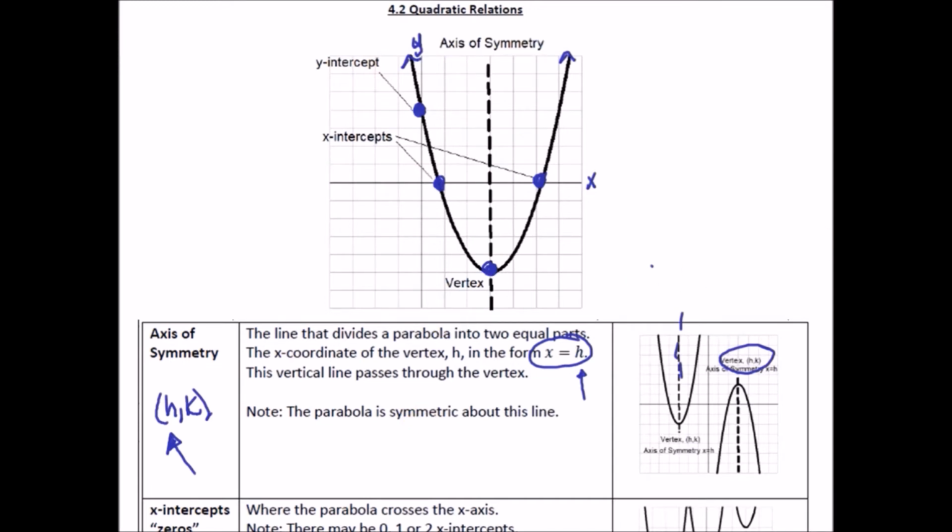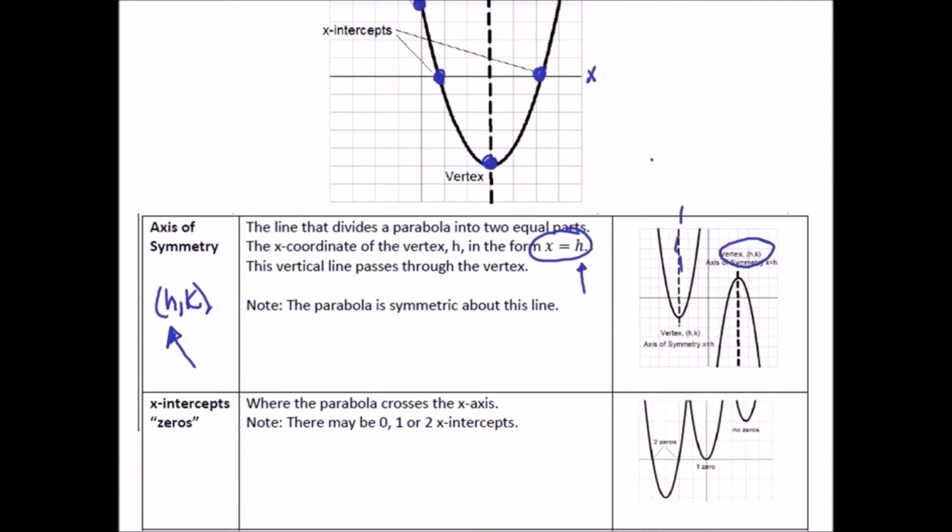I'm going to scroll down. Now, x-intercepts are zeros. So this is where the parabola crosses the x-axis. So there could be two x-intercepts, like in this first parabola, this being the x-axis. There could be one x-intercept, that's right when the vertex hits the x-axis, or there could be zero x-intercepts. So it could just be in the air, or maybe opening down, but from down here, right? So always think of the reverse, or the flip as well.